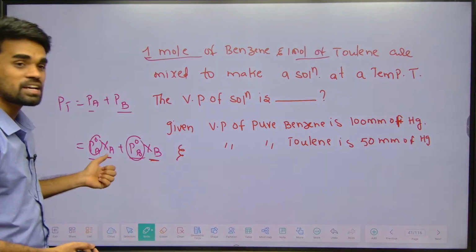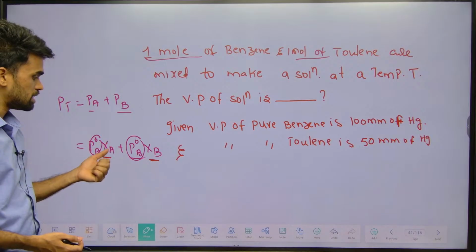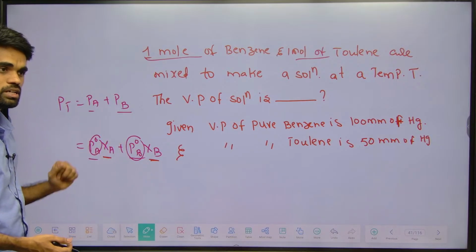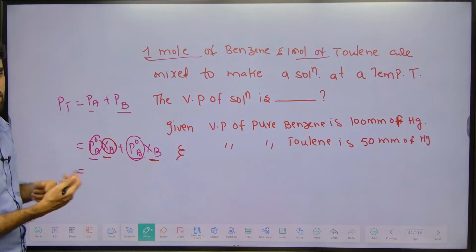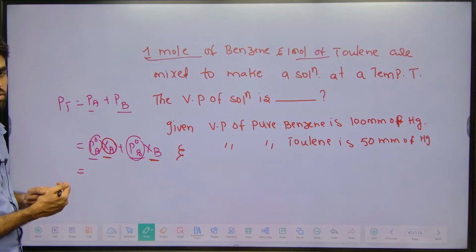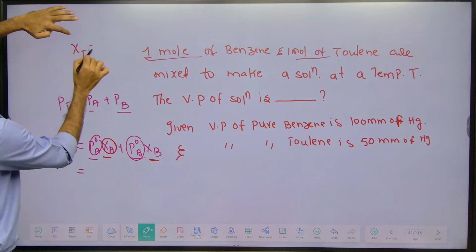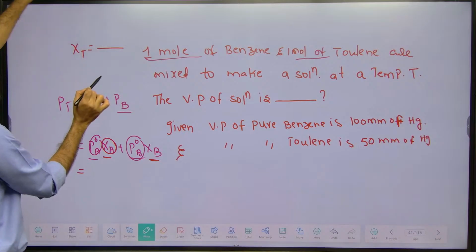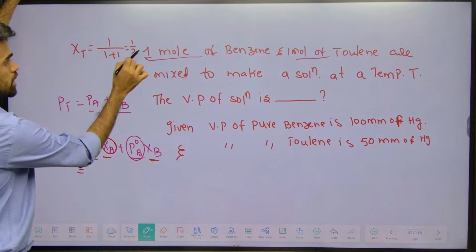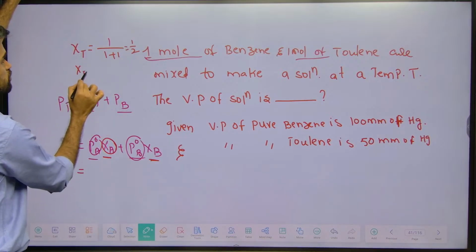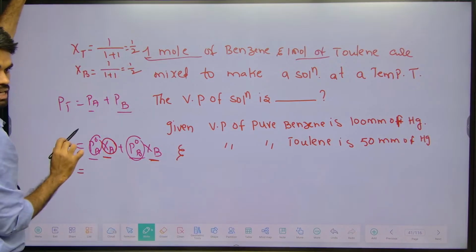First find the mole fraction. Chi A means the mole fraction of A. So consider this as benzene, this as toluene. What is toluene's mole fraction? 1/2, because the number of moles of toluene is 1 and the total number of moles is 1 plus 1, so it is 1/2. Similarly, the mole fraction of benzene is 1/(1 plus 1), so this is also 1/2. Clear up to here, everyone?